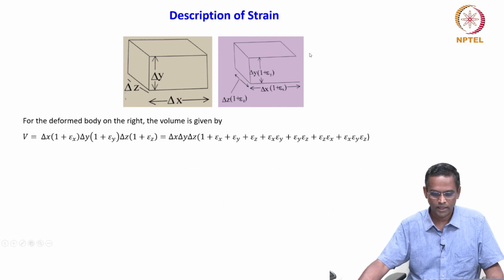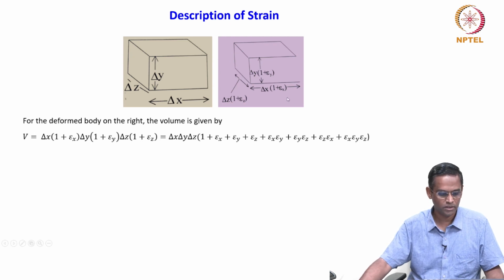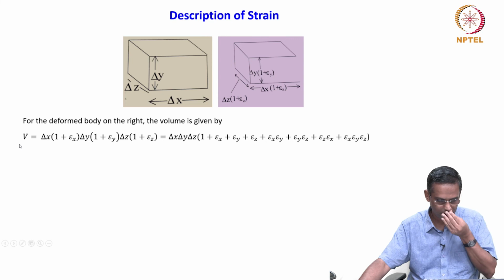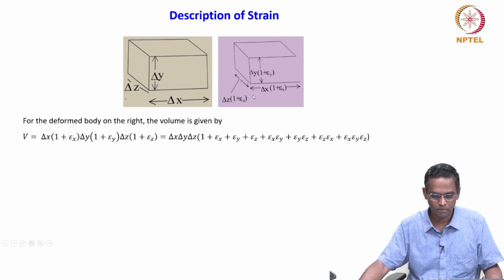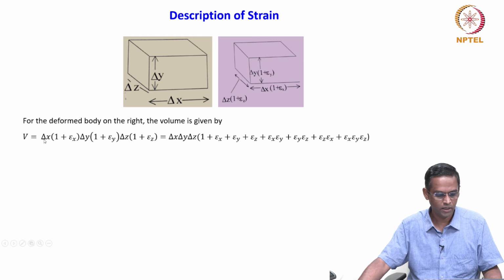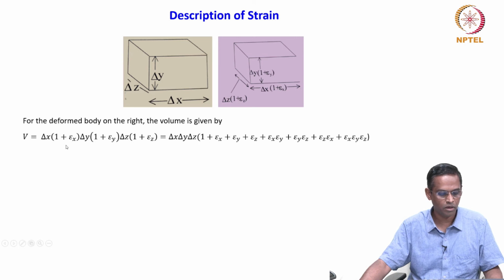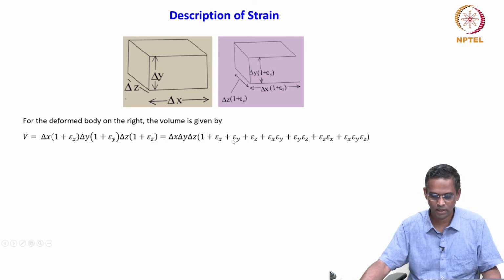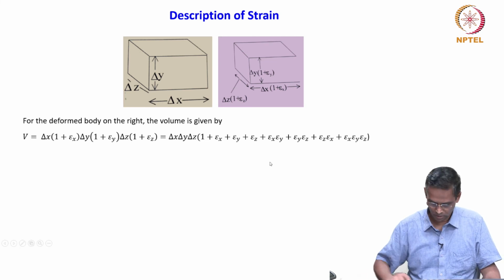For the deformed body on the right hand side, for this geometry that we are seeing here, the volume is given by, since the change in volume itself is the measure here, we directly write the volume of this deformed body, which is delta x times 1 plus epsilon x, delta y into 1 plus epsilon y, into delta z times 1 plus epsilon z, which can be rewritten like this. Okay.